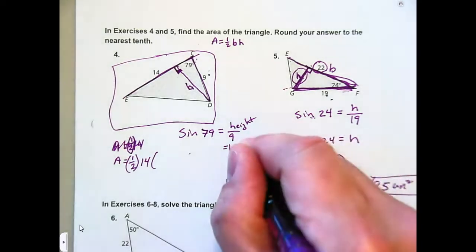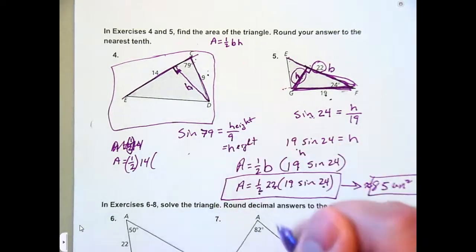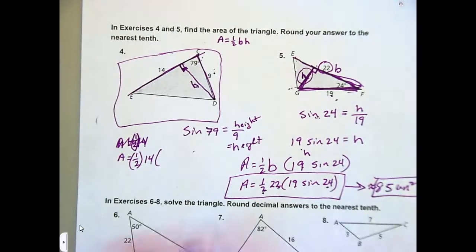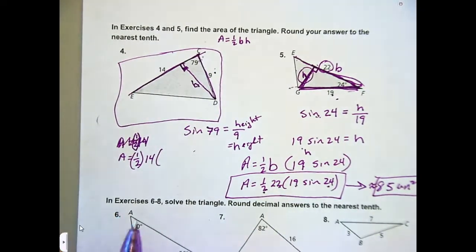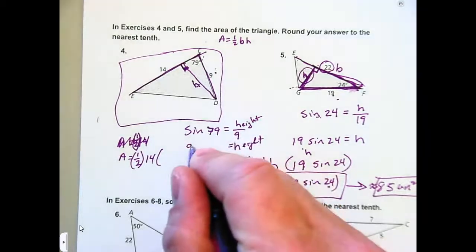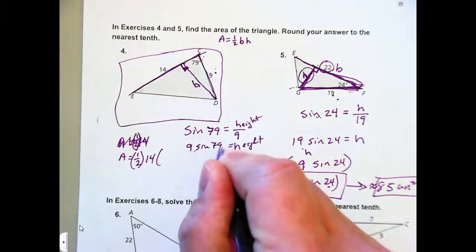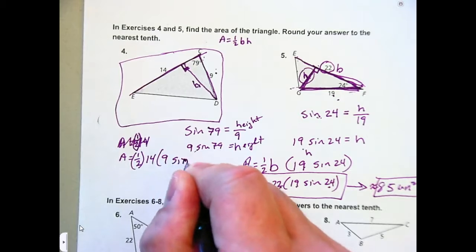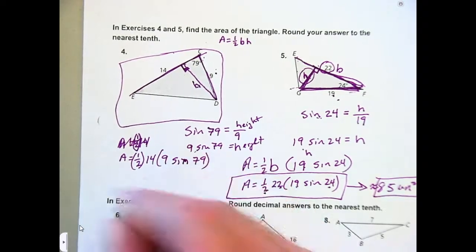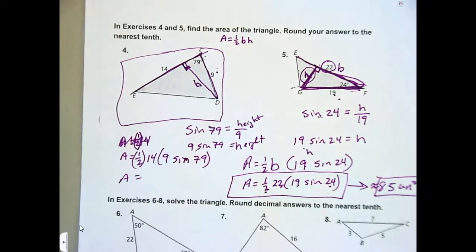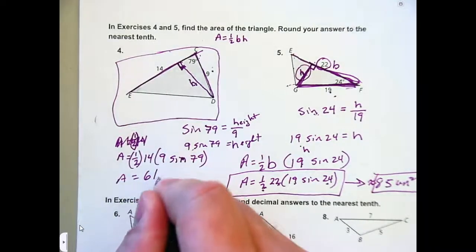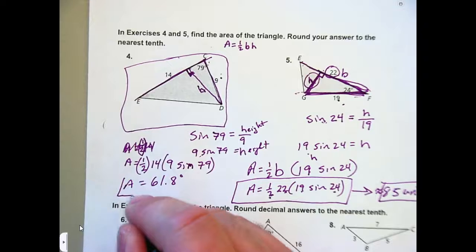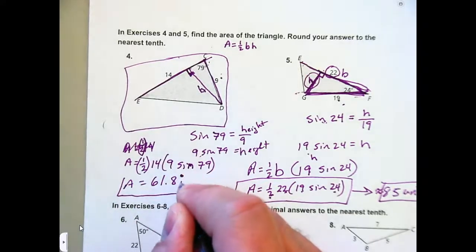Height, yeah? I was just going to ask you, in the case of side angle side. Okay, can we hold off on a question until we get this? Go ahead. 9 sine 79. Okay, so the height is equal to 9 sine 79. Okay, what's the area? 61.8. Yeah? Sorry, square units.